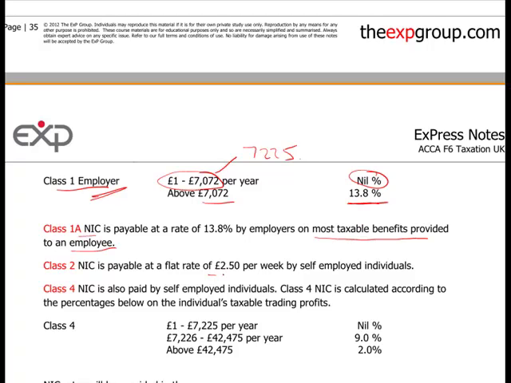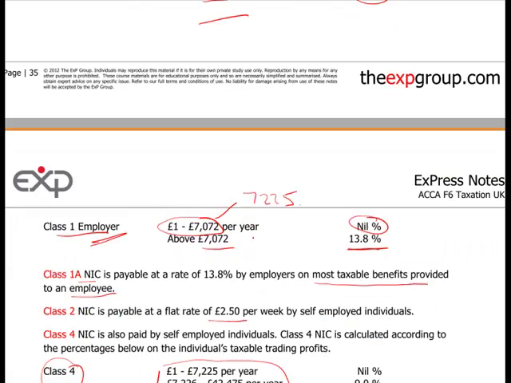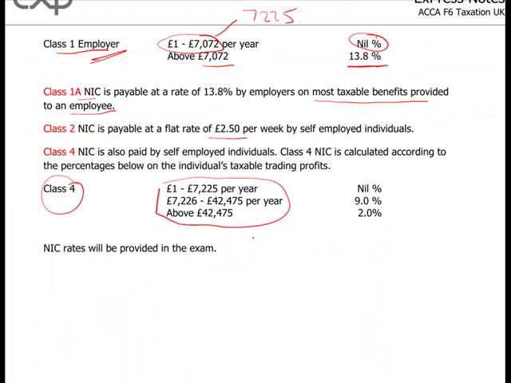Class 2 NIC is at the flat rate of 2.5 for self-employed, and Class 4 again, you've got these profits, which are very similar to the employee contributions we had up here when you had an employee working for a company. That's where they come from. NIC rates will be provided in exams.